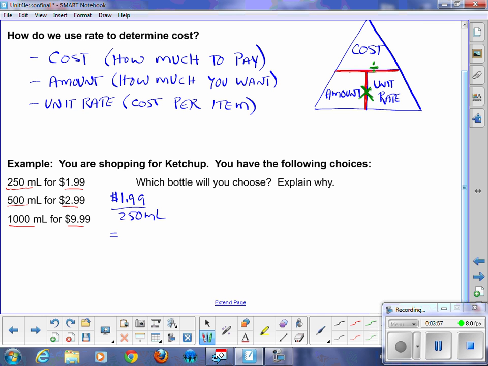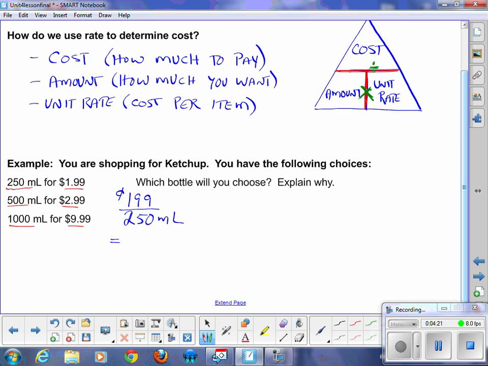Now, my calculator is going to go funny, and yours probably will too when you do the calculation. So what I'm going to do is convert it to cents. Let's convert our dollars to cents. So $1.99 is really 199 cents. What this does is make it a little bit easier to compare the values. All right, so we're going to drop the dollars and go down to cents.